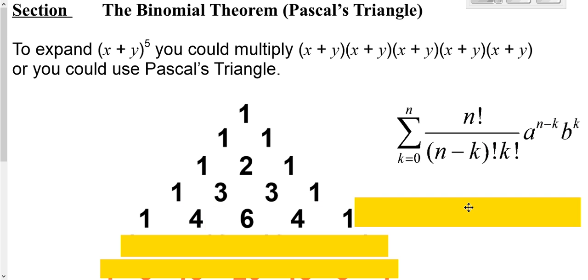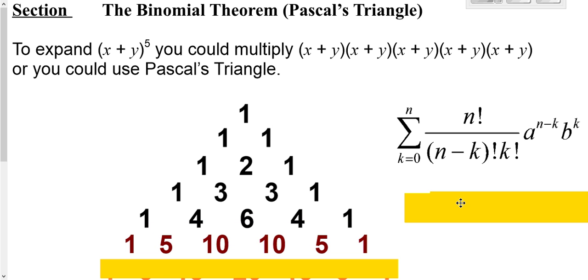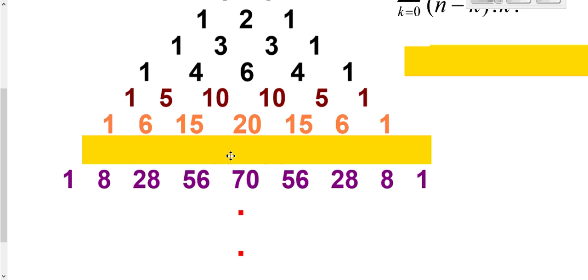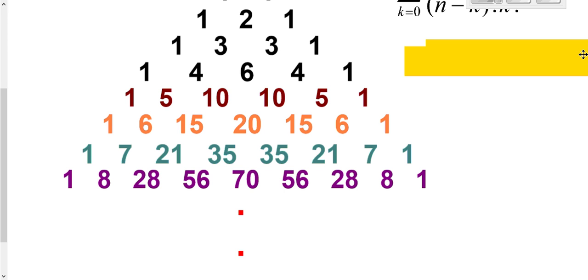So when we look at the next one, the 4 comes from the 1 and the 3. The 6 comes from the 3 and the 3. The 4 comes from the 3 and the 1. And we continue that. 1's down the outside. The 1 and the 4 give us 5. The 4 and the 6 give us the 10. The 6 and the 4 give us 10. The 4 and the 1 give us the 5, and so on. So Pascal's triangle continues on and on and on, and you can extend it to whatever level you need.